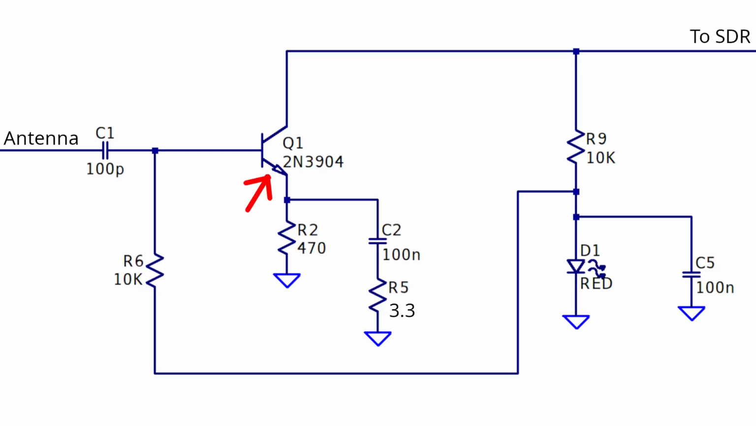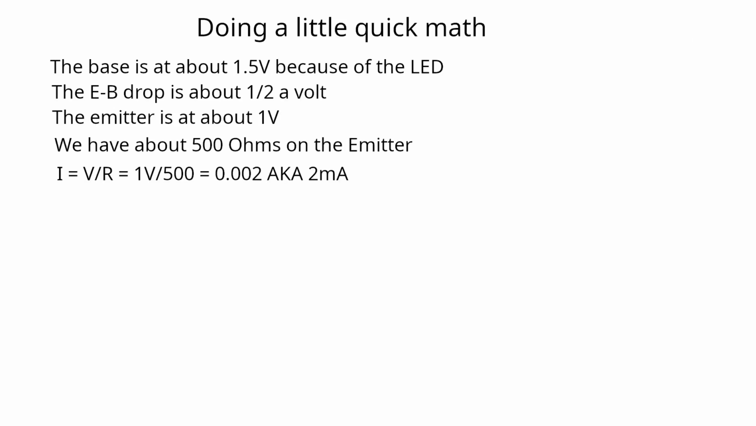I decided I wanted about 2 milliamps flowing in the transistor. With a bit of Ohm's law, that comes out to about 500 ohms, but in my collection of parts, 470 ohms was the closest I had, so that's the resistor I used.